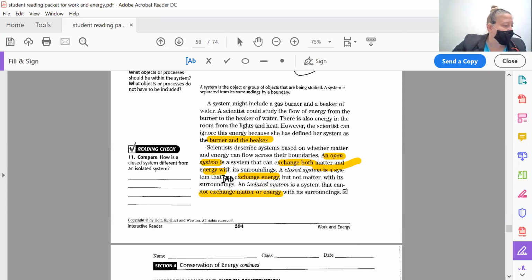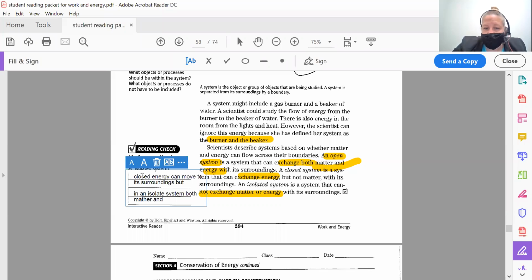Okay, so in a closed system, energy can move to its surroundings, but in an isolated system, both matter and energy cannot go to surroundings.